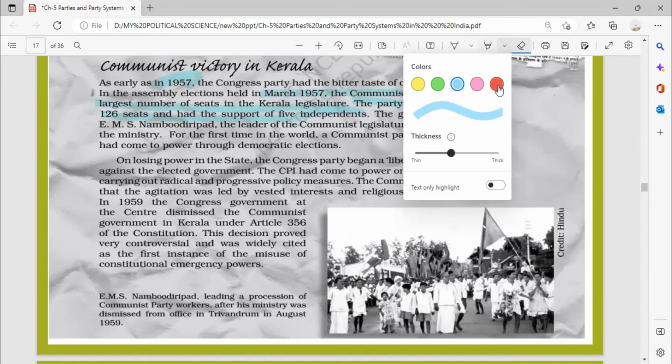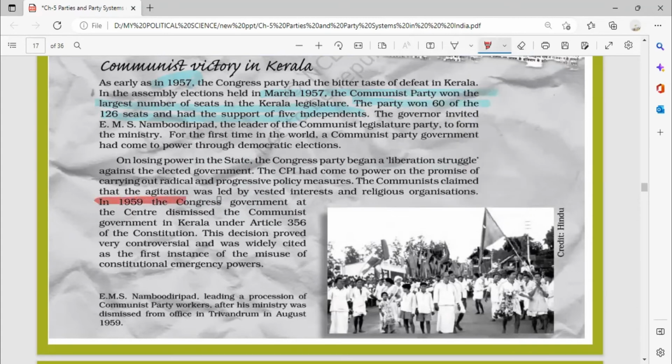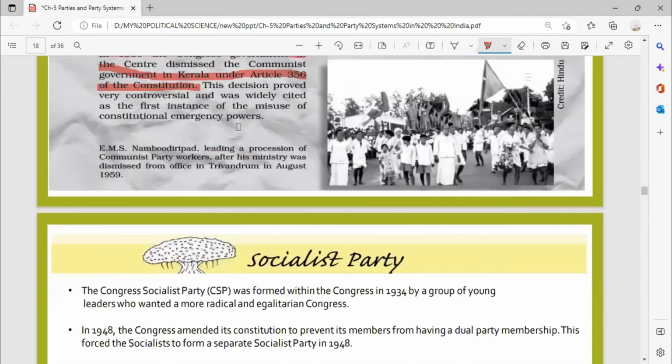So what happened? In 1959, the Congress government at the center dismissed the communist government in Kerala under Article 356. This is the first misuse of Article 356 of the Constitution that we have seen, where a democratically elected government was removed. The decision proved very controversial and was widely cited as the first instance of misuse of constitutional emergency powers, which is known as a precedent. Here, EMS Namboodiripad is leading a procession of Communist Party workers after his ministry was dismissed from office in Trivandrum in August 1959.